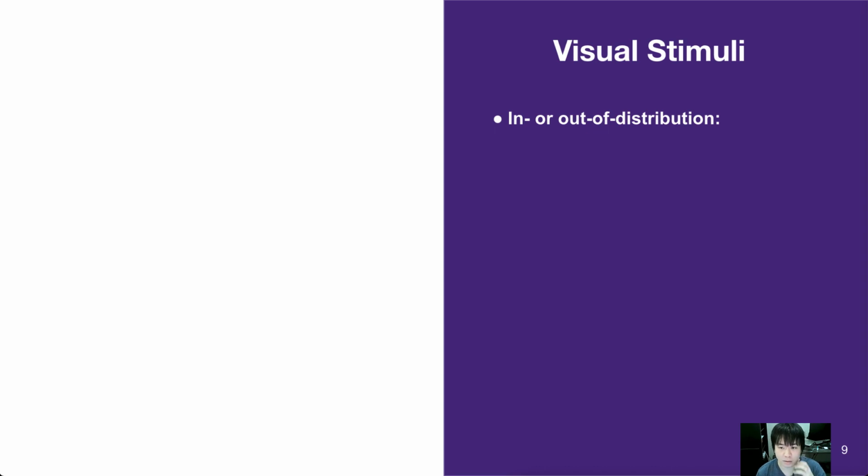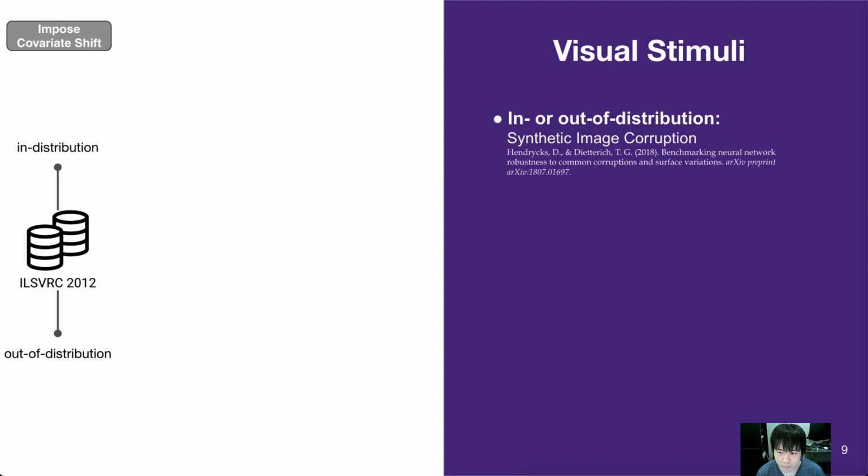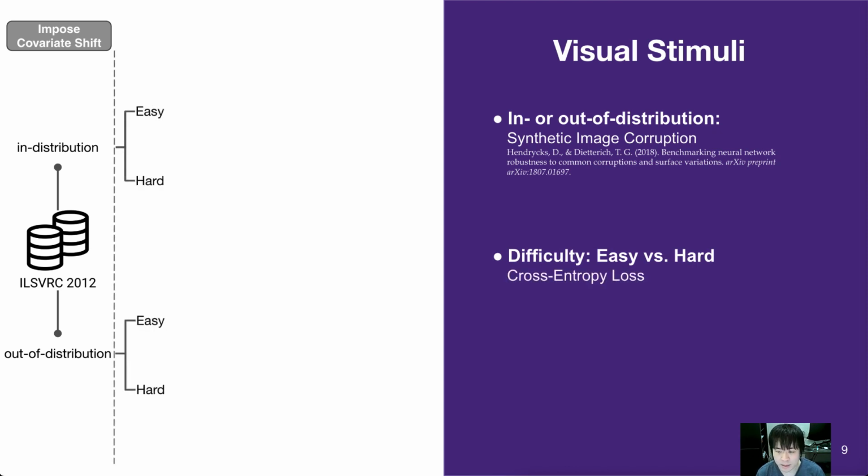We manipulated image stimuli by considering real-world use cases. Because a deployed model can often encounter out-of-distribution instances that the model is not trained or calibrated for, we transform some images out of distribution by applying synthetic image corruption. At the same time, since the classifier can have varying confidence in predictions, we group images into easy ones and hard ones by using the cross-entropy loss derived from our base classifier.